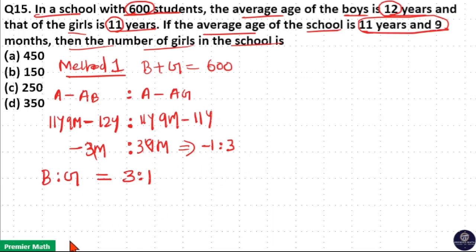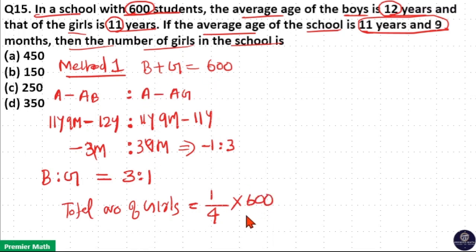Ignore the negative symbol. Now here boys part is 3 part, girls part is 1 part. Then total number of girls is equal to, girls part is 1 part, total number of parts is 3 plus 1, 4 parts, and total number of boys and girls is 600. So 1 by 4 of 600 is number of girls, which is equal to 150. So option B is your answer.